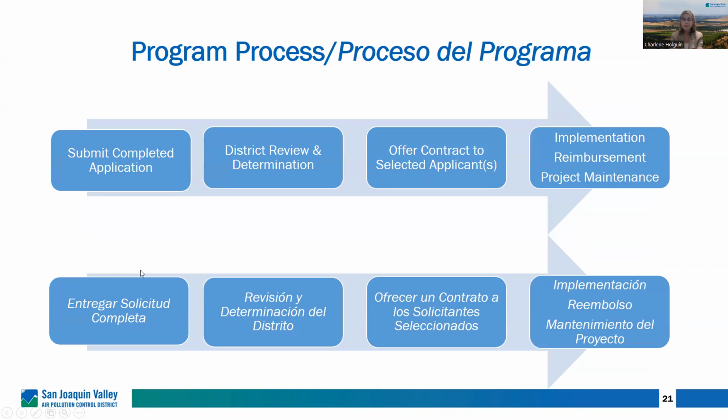So the program process is as follows. You go ahead and submit a completed application. Once the district receives those completed applications, they review the documents and make a determination. A contract would be offered to either the selected applicants or applicant. Once that happens, we will start the implementation process, start with the reimbursement process, and then project maintenance.